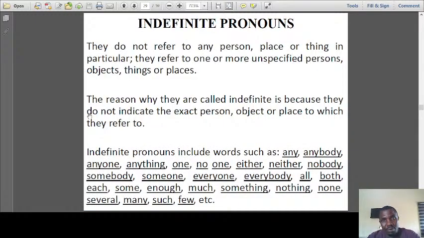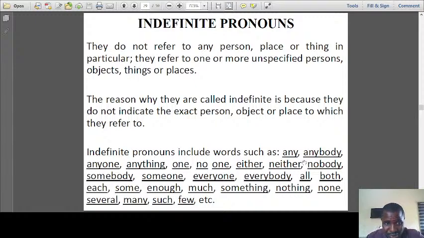Indefinite pronouns. These ones do not refer to any person, place, or thing in particular. They refer to one or more unspecified persons, objects, things, or places. The reason why they are called indefinite is because they do not indicate the exact person, object, or place to which they refer. Look at them here. That is the reason, because they do not indicate the exact person.